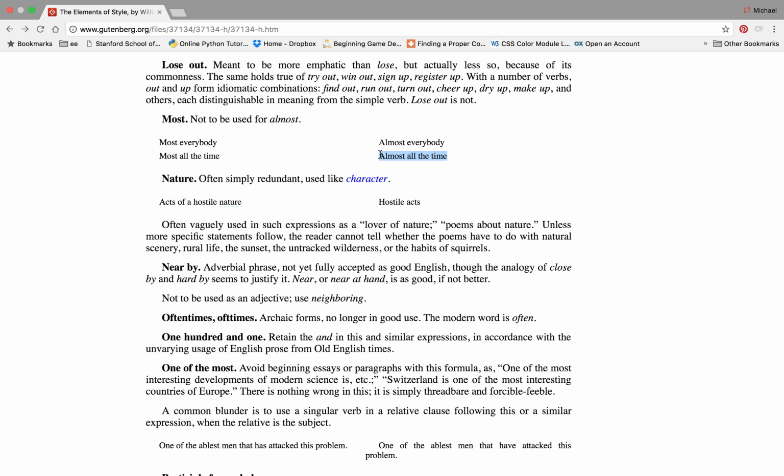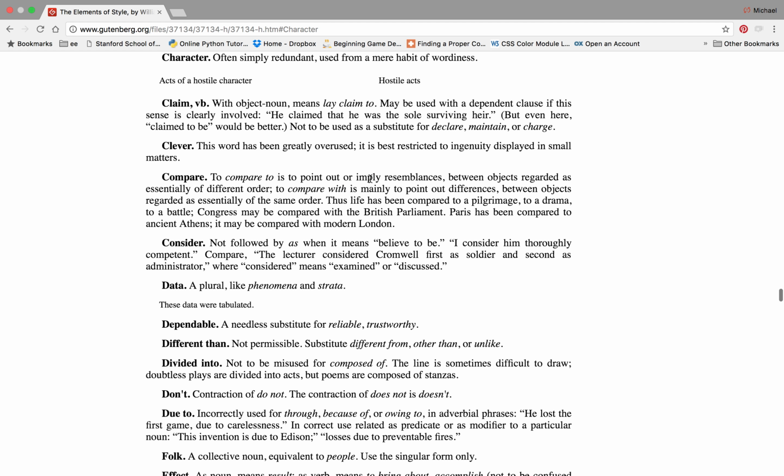So nature, often simply redundant, used like character, acts of a hostile nature, or hostile acts. So or acts by a hostile character. Right here. Acts of a hostile character, hostile acts. Yeah.